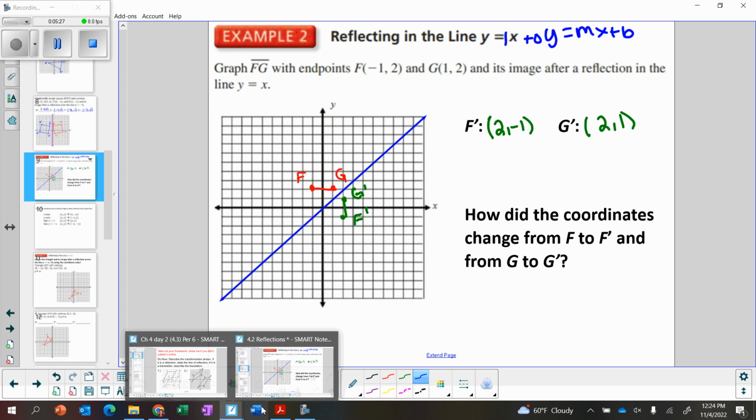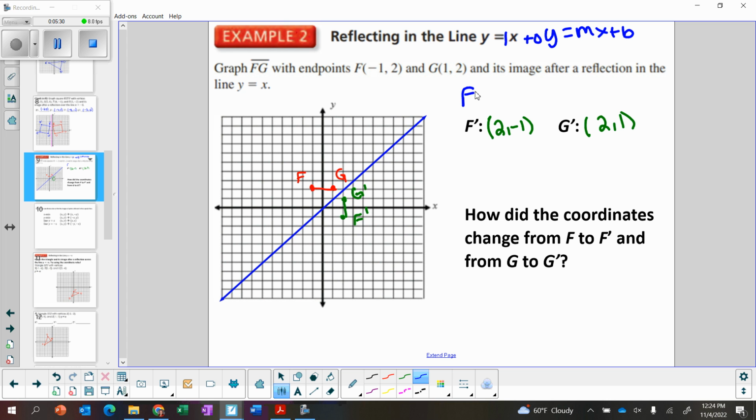positive 1. So my original point S was negative 1, 2, and S prime is 2, negative 1. My original point G was 1, 2, and now my new G prime is 2, 1. So what I notice is happening here is our numbers are switching spots. If I wanted to come up with a rule for this, every point gets flipped around. What was x now goes in the second spot, what was y now goes in the first spot.